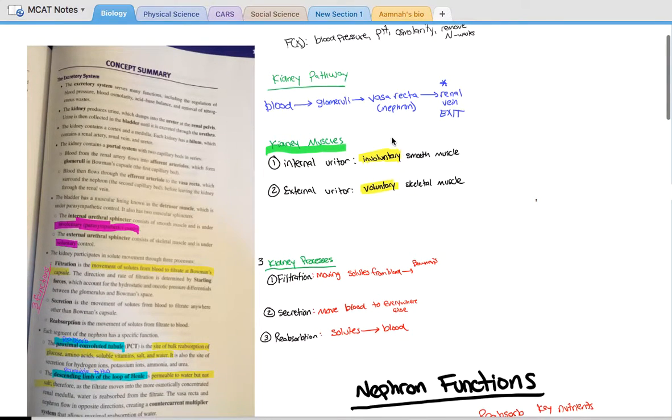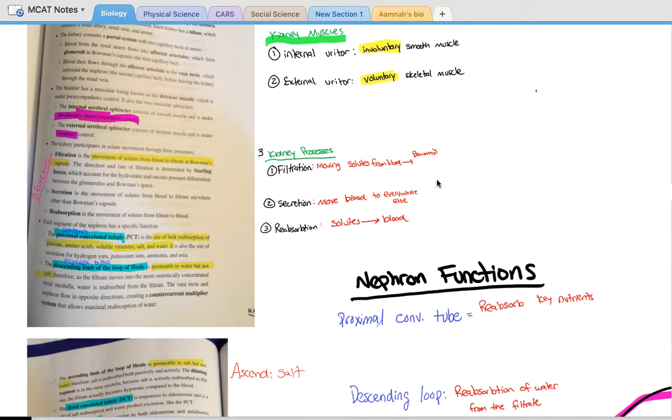In the kidney, you've got two types of muscles. Well, sorry, this actually should be the bladder. Internal are involuntary, smooth muscles. External are voluntary skeletal muscles. We remember it as internal involuntary, the INs.